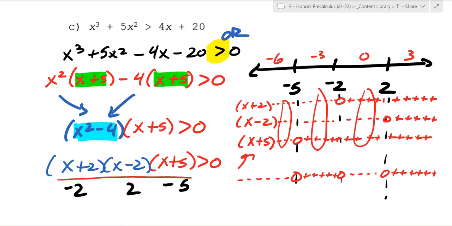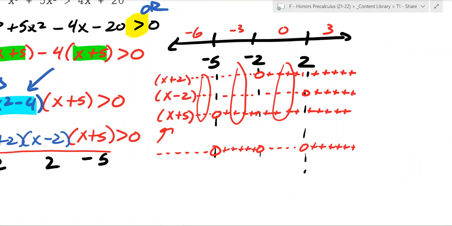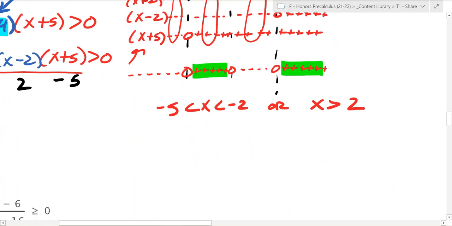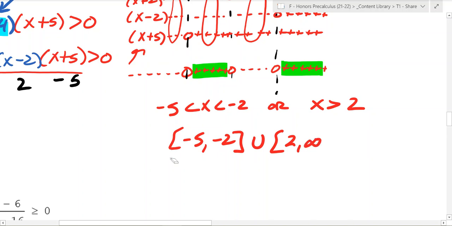So now we need to do the union of 2 places. What are they going to be? Well, it's positive there and there. So that would be when x is between negative 5 and negative 2, or when x is greater than 2. And we can write that as negative 5 to negative 2, union 2 or greater. And because it's not an equal sign, we don't need brackets here. We should have regular open parentheses.